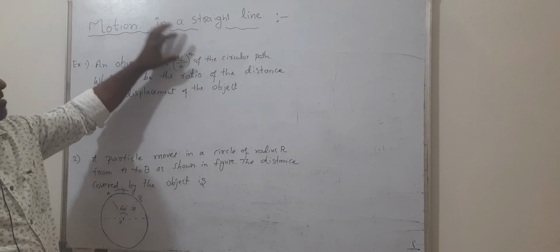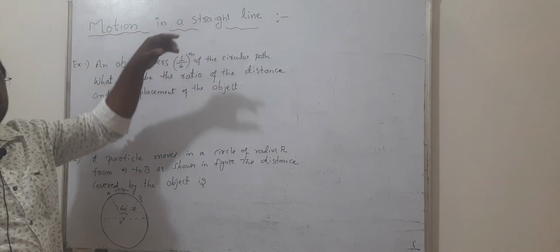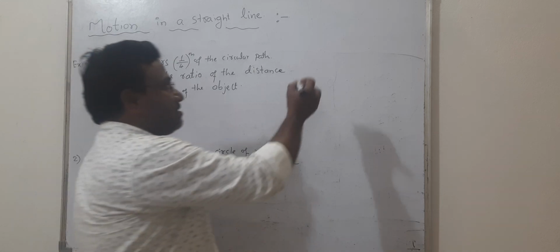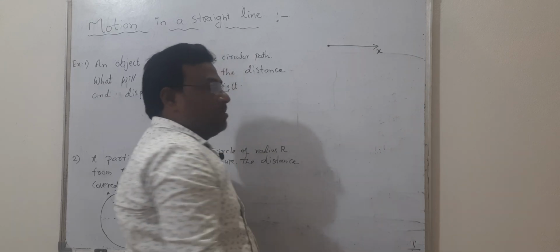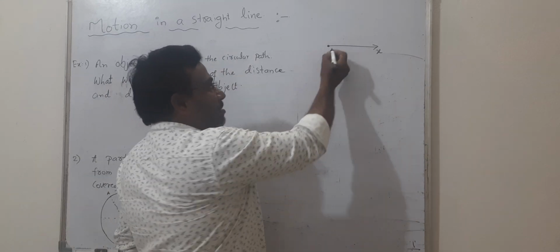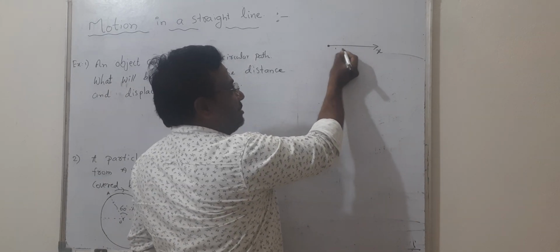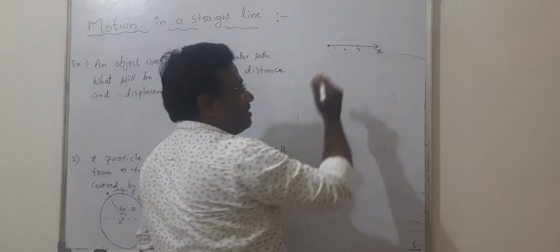Motion in a straight line. It means the body is moving along a straight line like this. This body is moving along a straight line. Say it is motion in one dimension. It means during the motion of the body, position coordinate x is changing like this: 1, 2, 3.